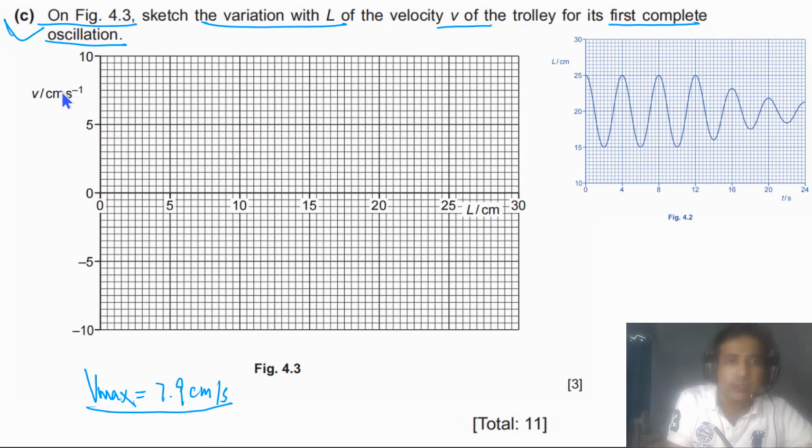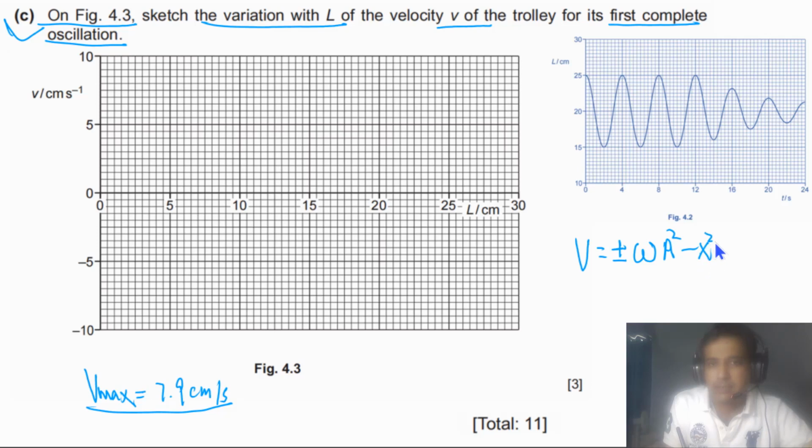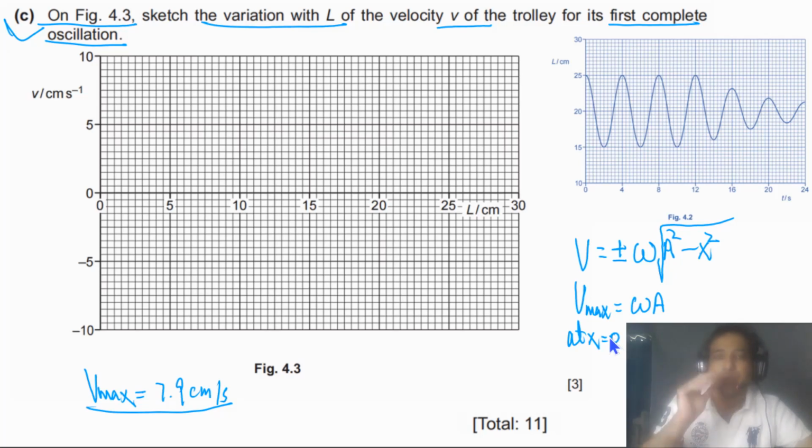So we have to sketch the graph between v and x, and they are linked with each other. v is equal to plus or minus omega times the square root of a squared minus x squared, where x is the displacement and a is the amplitude. This equation connects v and x, and shows how v changes with displacement from equilibrium. When x is 0, v will be maximum. So Vmax is when x is equal to 0, which gives omega times a, at equilibrium.